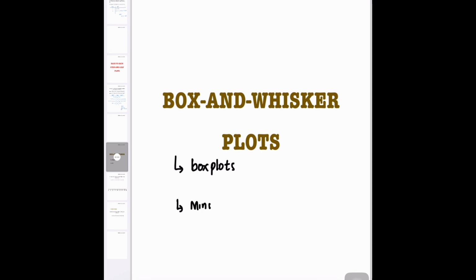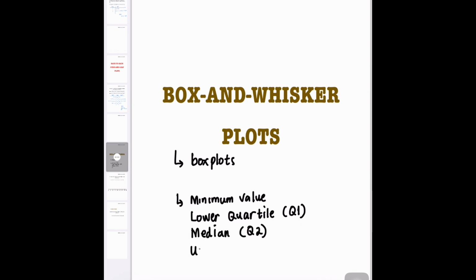the minimum value, the lower quartile, or the first quartile, Q1. Next is the median. Third is the upper quartile, or the Q3. And the last one is the maximum value. So these 5 values will be highlighted in every box and whisker plot that you will be drawing.